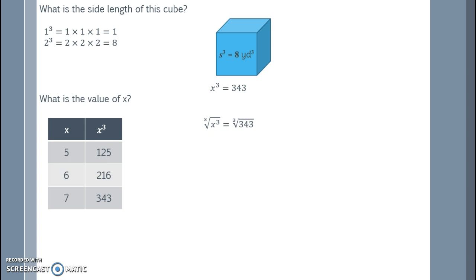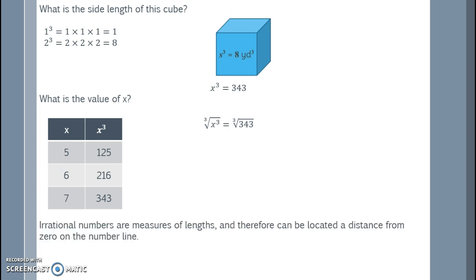So we will start. I started with 5 just because if I started with 3 or 4, I wouldn't quite get so high, and 343 is a pretty large number. So 5 cubed, or 5 times 5 times 5, is 125. 6 times 6 times 6 is 216. Aha, 7 times 7 times 7 is 343.